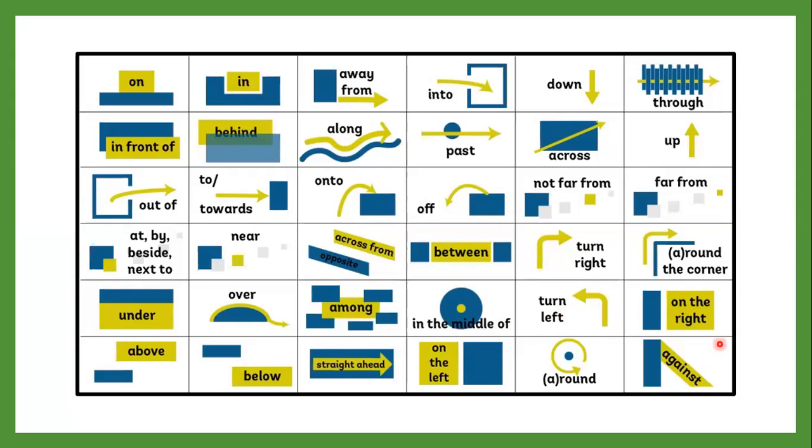Turn left, on the right. Okay, these are the ones that are telling locations. "Above". Now if you say above and on, there's a difference between both. Above can be: the sky is above me. I will not say the sky is on me. I am sitting on the chair and the sky is above me.